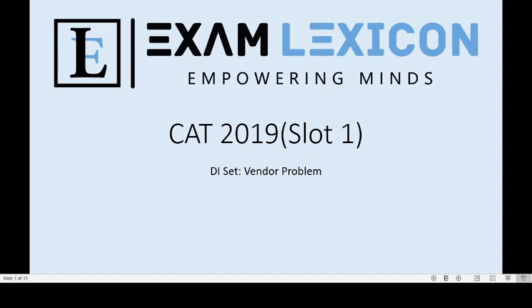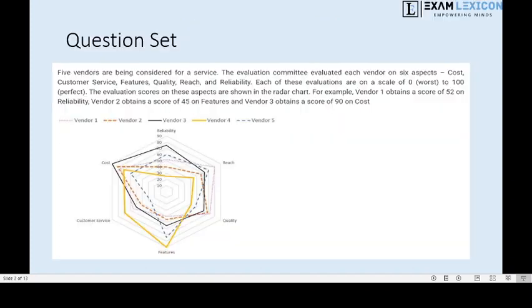So the question set: there are 5 vendors being considered for a service. The evaluation committee evaluated each vendor on 6 aspects: cost, customer service, features, quality, reach, and reliability. Each of these evaluations is on a scale of 0 to 100, with 0 being the worst and 100 being perfect. The evaluation scores on these aspects are shown in the radar chart given below. For example, vendor 1 obtains a score of 52 on reliability. Vendor 2 obtains a score of 45 on features, and vendor 3 obtains a score of 90 on cost.